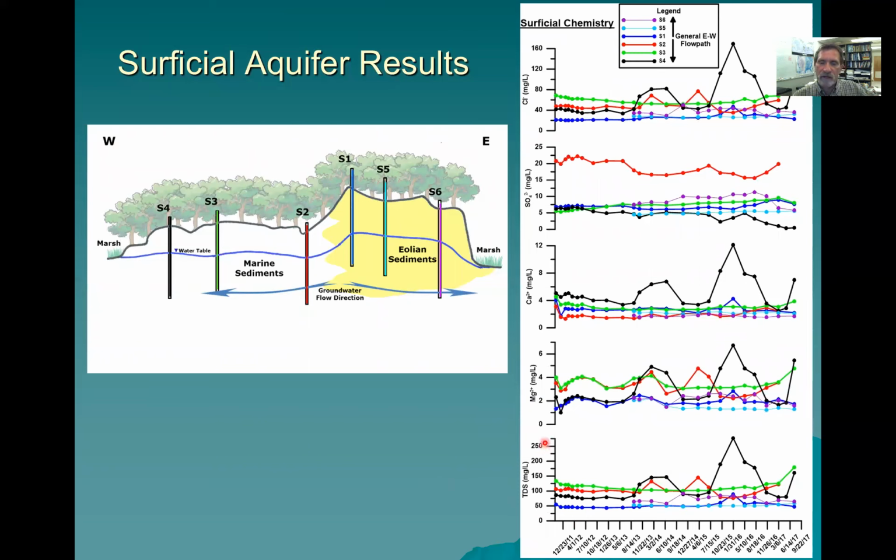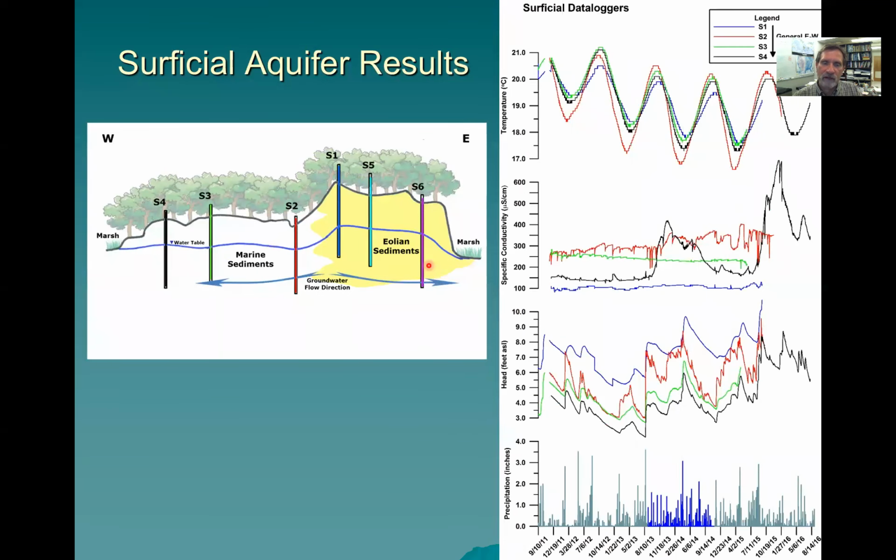Here are our ion results from 2011 through 2017. We have total dissolved solids, each one for one of the wells in our traverse. We have TDS, magnesium, calcium, sulfate, and chloride. What I want to point out here are the salinity spikes that we see consistently occurring in our most downgradient well, well 4. And we suspected that these were tidally driven.